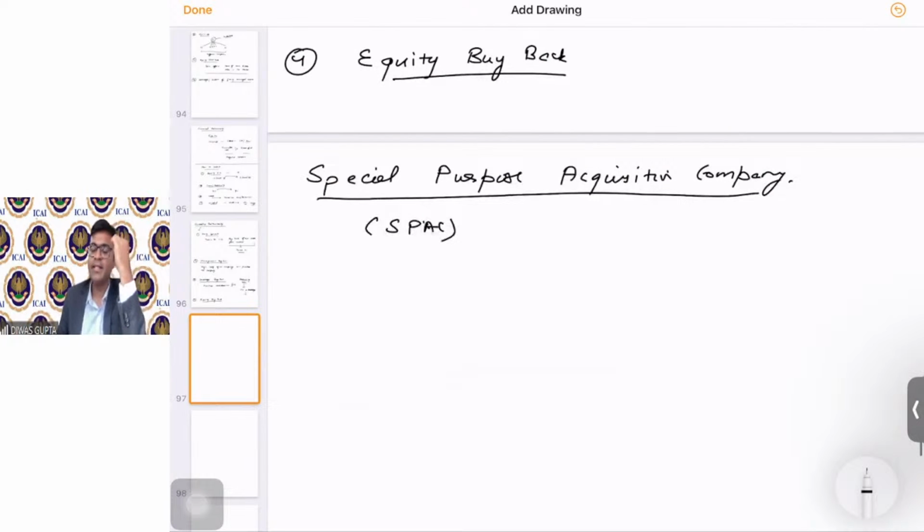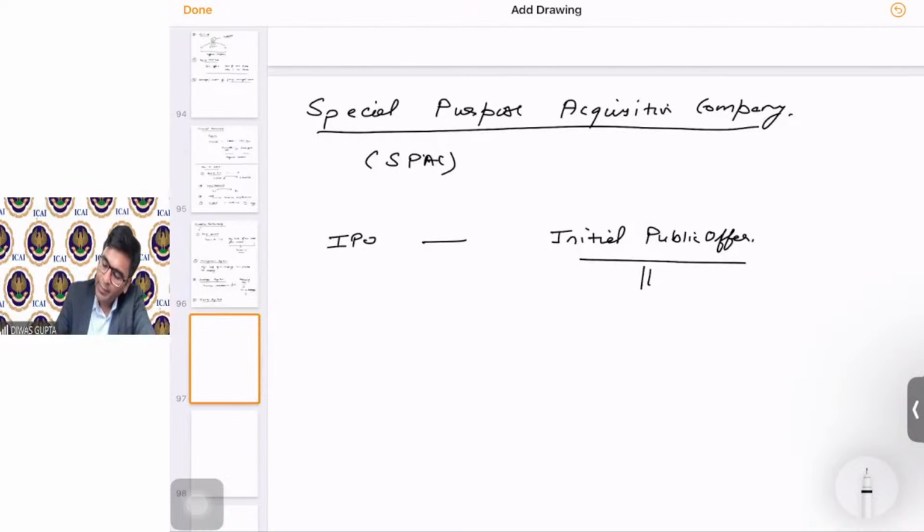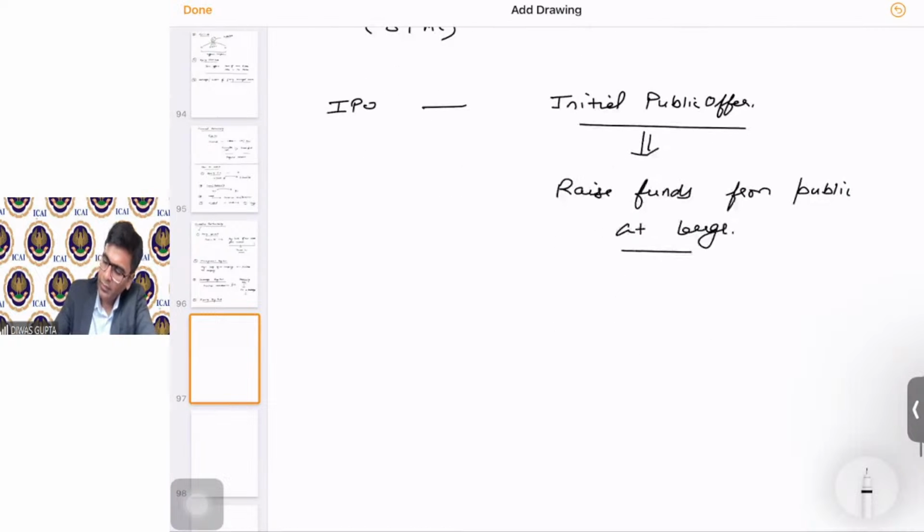Now, SPAC, special purpose acquisition companies. In these companies, first of all, there is an IPO, which is an initial public offer. Using that IPO, funds are raised. Raise funds from public at large.